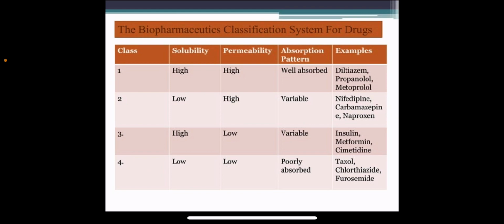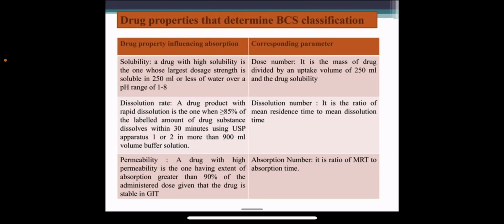Then drugs which have low solubility and high permeability show a variable absorption pattern, like nifedipine, carbamazepine, and naproxen. Third class is high solubility and low permeability. They show a variable absorption pattern, like insulin, metformin, and cimetidine. Then class 4, low solubility and low permeability. These are poorly absorbed drugs like Taxol, furosemide, clotrimazole. These are the drugs which are poorly absorbed.